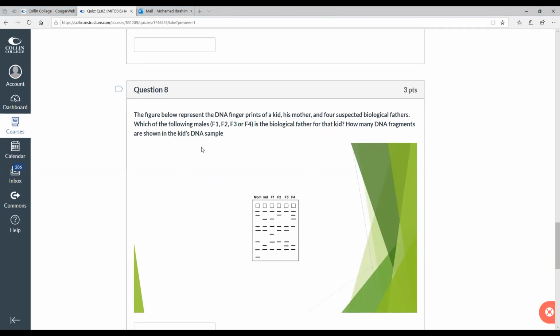So the question here was two different kinds. One of them was how many DNA fragments are shown in the kid DNA sample. You simply count. Each one of those represents a DNA fragment: 1, 2, 3, 4, 5, 6. And it asks which is the biological dad for the kid. So definitely it will be number 4 here.